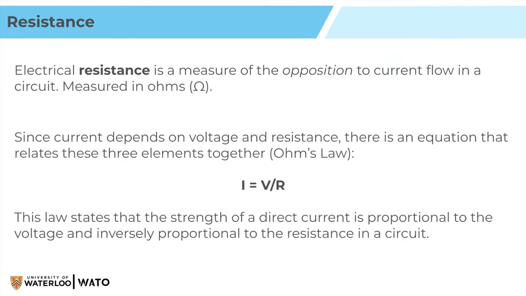divided by the resistance. What this essentially means is that if you have more voltage, you're going to have more current. And if you have more resistance, then you're going to have less current. So this is what Ohm's law is trying to state. And keep in mind that this is for direct current. Alternating current is a bit different, but I won't get into explaining Ohm's law for that case.